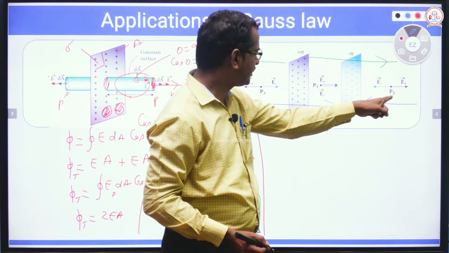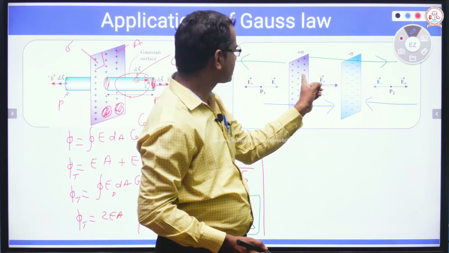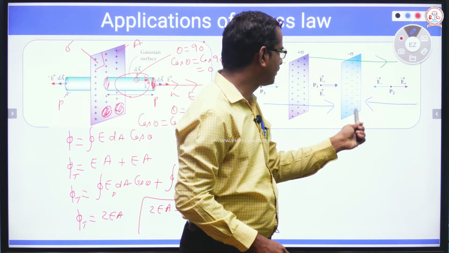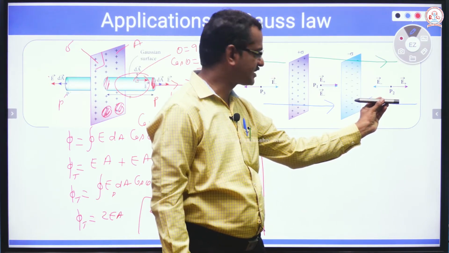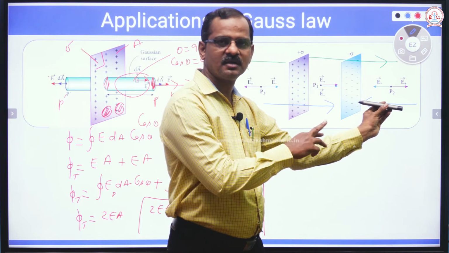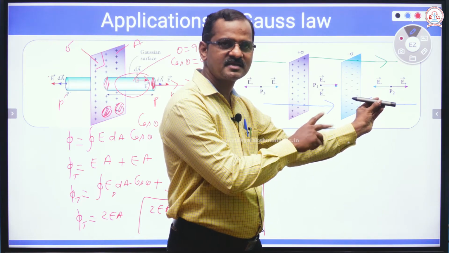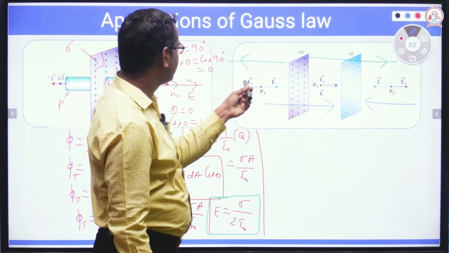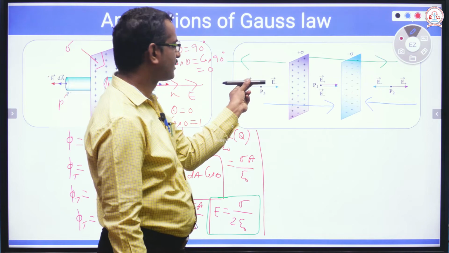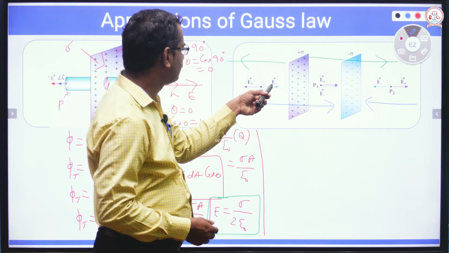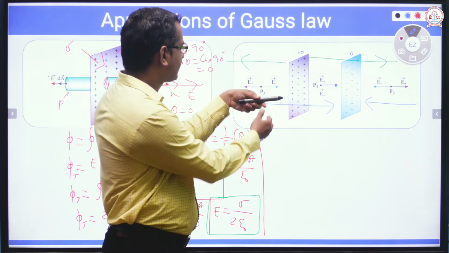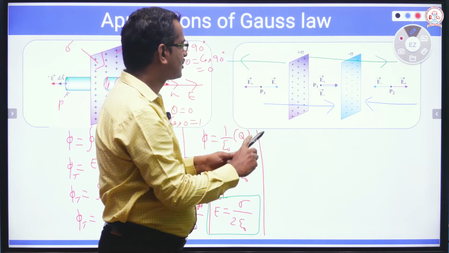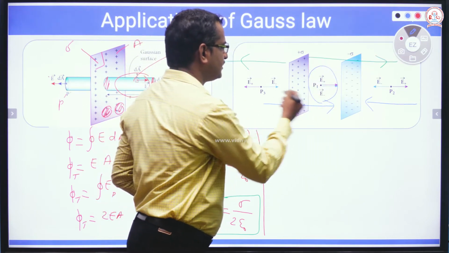Whereas at point P2, the electric field due to the positively charged plate is acting along the positive x-axis. The electric field due to the negatively charged plate is acting along the negative x-axis. Therefore, the resultant electric field is 0. They are getting cancelled because they are acting in opposite directions. Here also the same. The electric field due to the positively charged plate is acting along the negative x-axis, and due to the negatively charged plate along the positive x-axis. Therefore, they are getting cancelled.